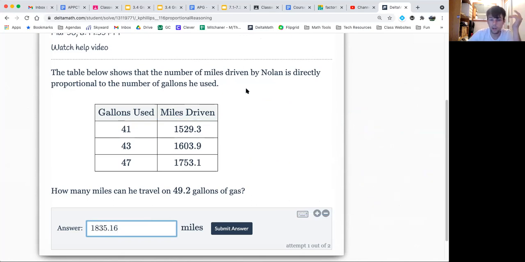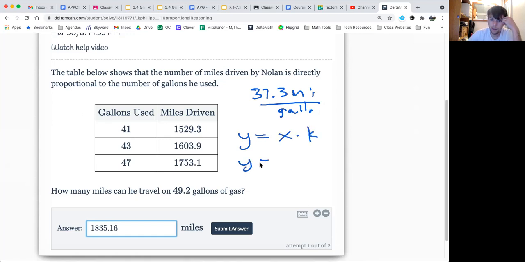Okay, let me go ahead and clear this work and go back to the other method. With the other method, we discovered that there was a constant of proportionality of 37.3 miles per gallon in this situation. So we know there's this relationship, y is equal to x times k. So y is equal to x times 37.3. In this case, my x is gallons used. So I could just take this amount of gallons of gas and plug it in here.